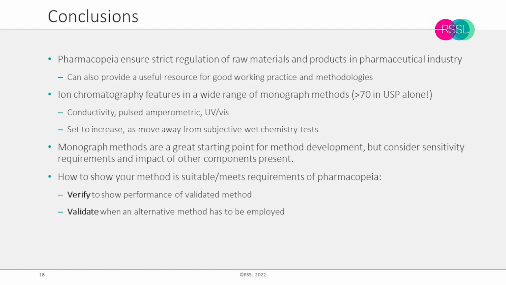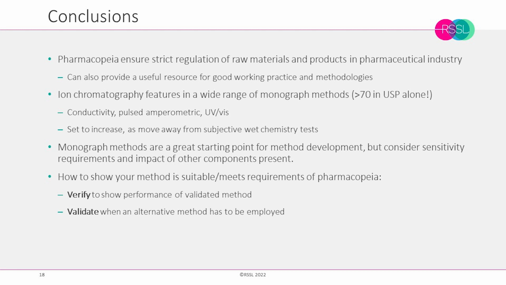We have looked at the prevalence of ion chromatography within the pharmacopoeia monographs, with over 70 monographs featuring an IC method in the USP alone. These methods feature a range of detection modes, such as conductivity, pulse amperometric detection, and UV visible absorption. It is likely that the number of methods based on ion chromatography techniques will increase in the coming years as the industry moves away from subjective wet chemistry techniques and more readily embraces more technically advanced approaches.